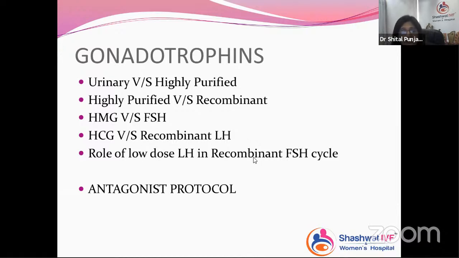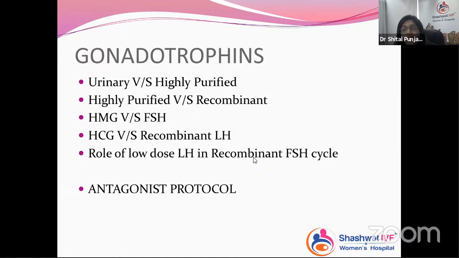It is proven, as I have previously shared in the two-cell two-hormone theory, that a very low dose of LH is required throughout the follicular phase of the cycle. So for those patients, when we are giving recombinant FSH and the patient is down-regulated, a low dose of LH is going to help those patients.